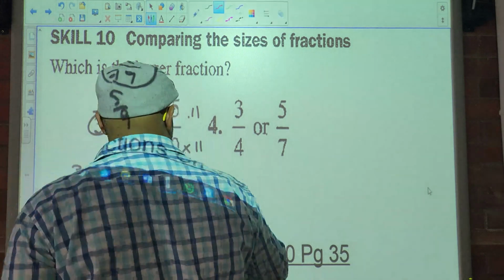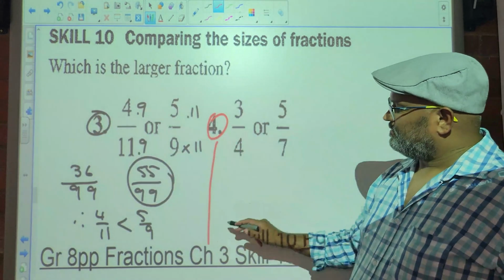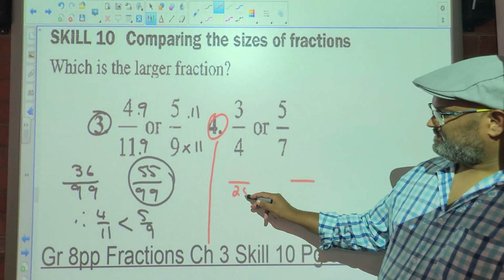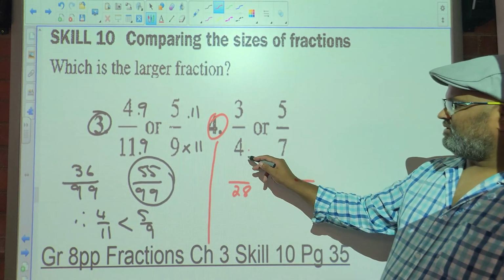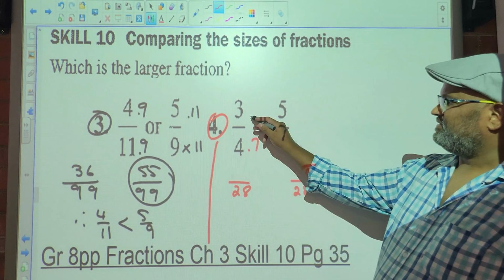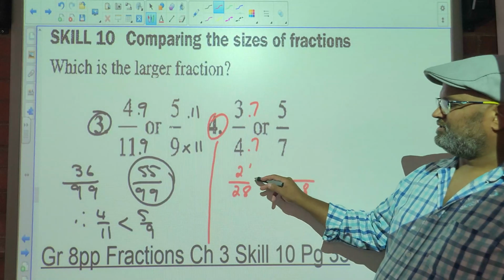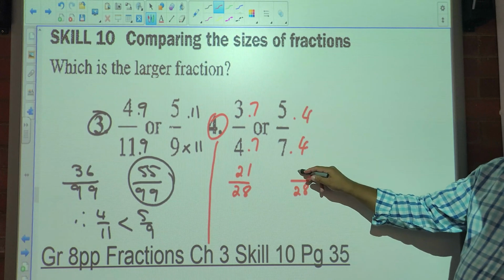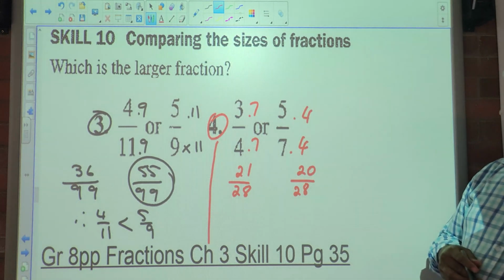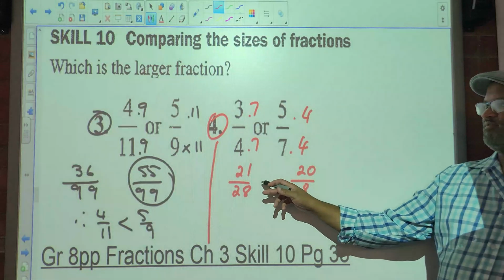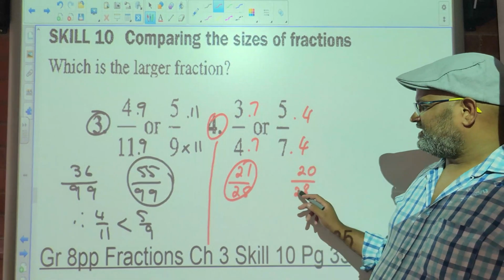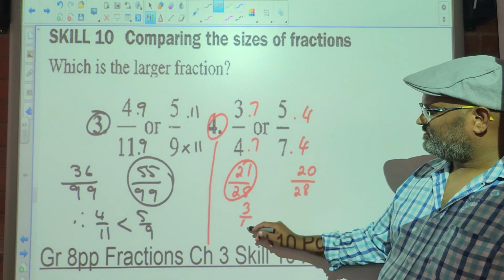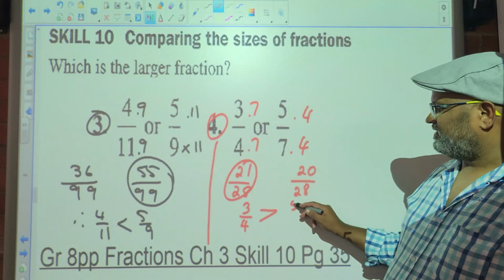Let's look at number 4. What's your LCM here? 28. So 4 multiplied by what is 28? 7. 3 multiplied by 7 is 21. 7 multiplied by what is 28? 4. 5 multiplied by 4 is? Which one is larger? 3 over 4 is larger. Okay. So if the denominators are the same, I'm just comparing numerators. So it's going to be 3 over 4 is larger than 5 over 7.